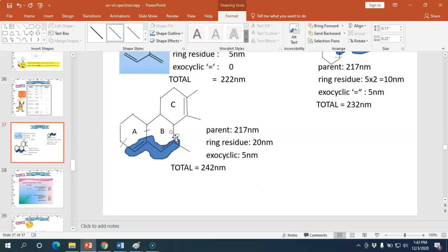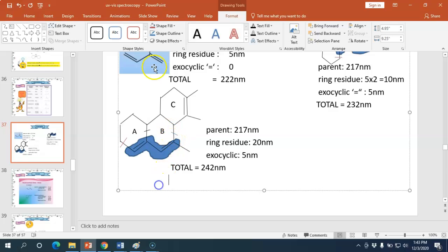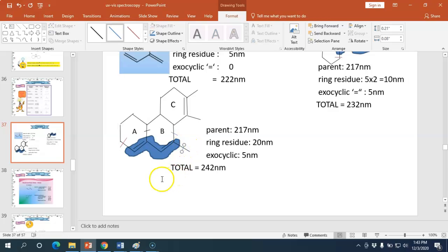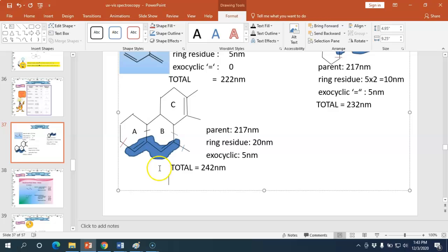You have to look at the front of the loop that you drew; at the front of the loop there is an alkyl group. Okay, the alkyl group that is attached. And the last one is right here. This one is a ring residue. Okay, understood? So 5 times 4 is 20.